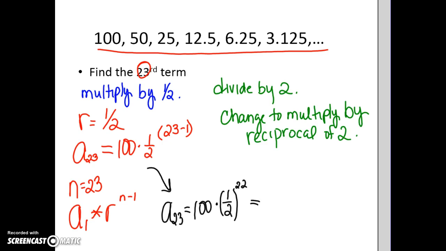Hopefully, the answer that you got is the same as the answer I got, which is 0.000238442. That is the 23rd term when we start at 100 and we continually divide by 2, or multiply by 1/2.